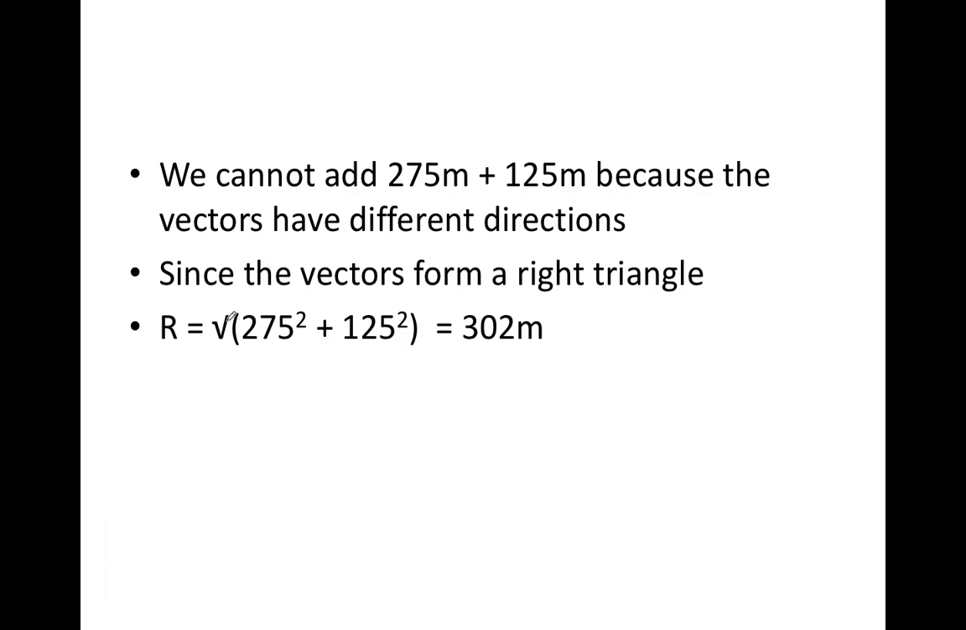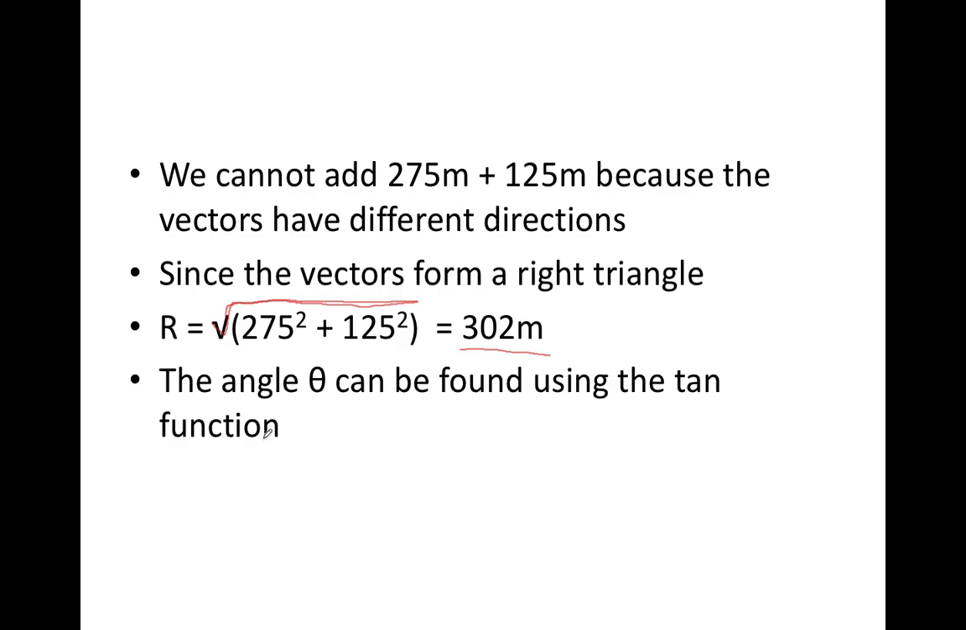So we take the square root of vector A squared plus vector B squared. So that's the square root of 275 squared plus 125 squared. This square root sign extends to the entire bracket, and that's equal to 302 meters. That means the resultant vector is 302 meters, but we still need to find the direction.